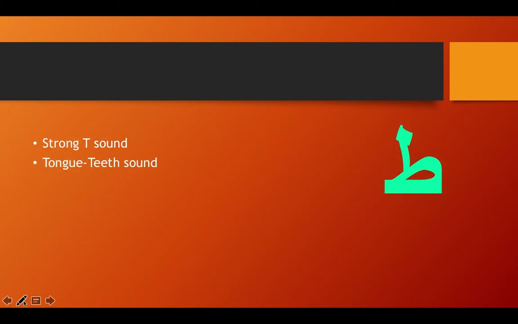The next is the letter to. Again, that's just the name of it, it's not making that sound. The sound for this letter is to, that strong T sound, and again it is a tongue-to-teeth sound as well. The next is the letter tho. I'm saying it twice just to emphasize that. The sound is the, a TH sound as in the English word the.